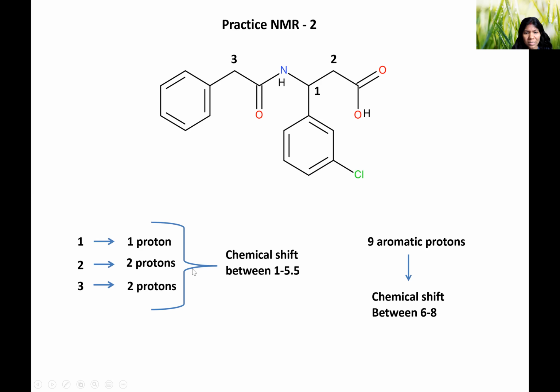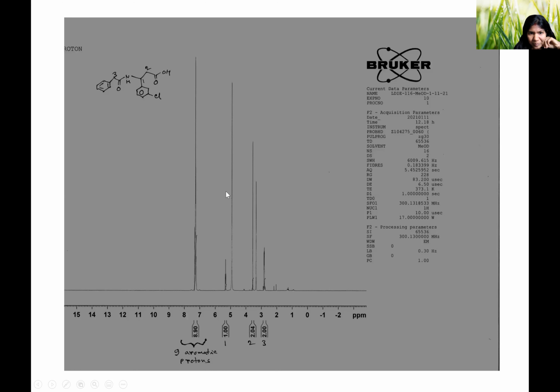So these three types of aliphatic protons are present over here, which will have the chemical shift value between 1 to 5.5. Now let's check how many aromatic protons do we have. So 1, 2, 3, 4, 5, 6, 7, 8, 9. So there are total 9 aromatic protons which have chemical shift value between 6 to 8. So this is the prediction NMR. Now quickly check its lab NMR data. So this is the structure. As you can see, I have also marked it here over this structure.